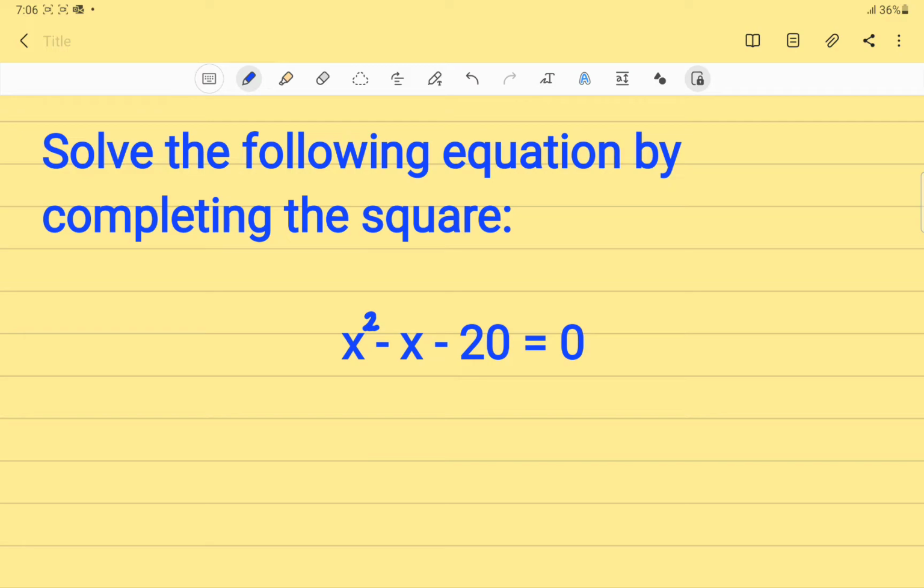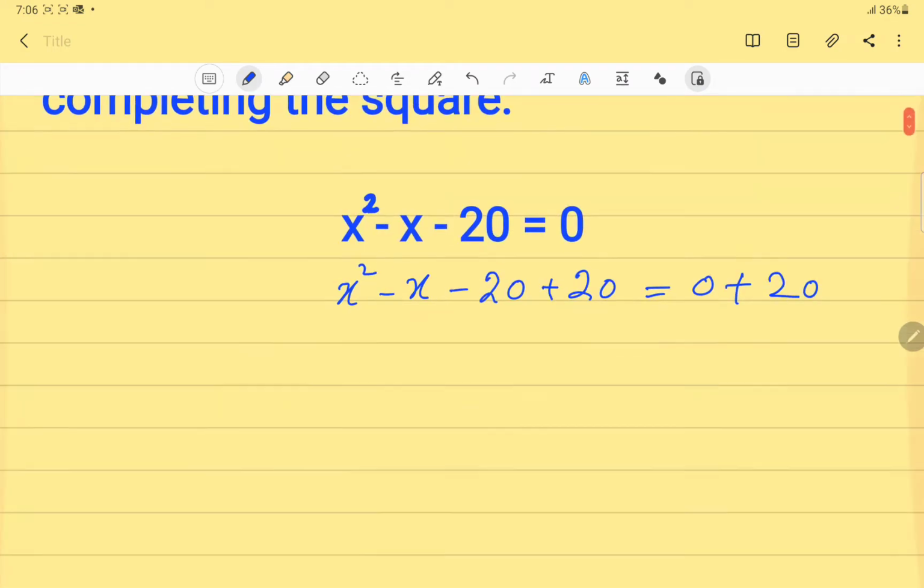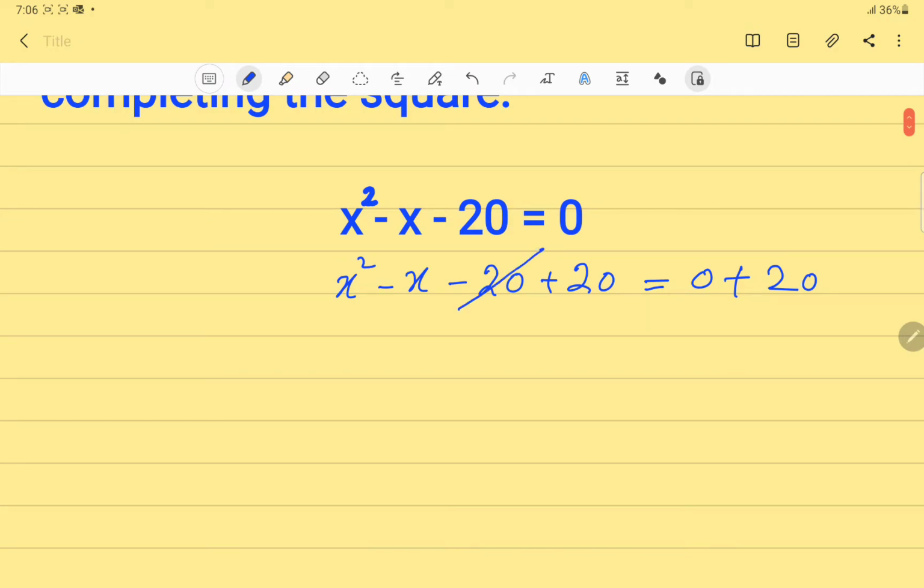When we do so, the equation will become x squared minus x minus 20 plus 20 is equal to 0 plus 20. Minus 20 cancels with plus 20, so we are left with x squared minus x is equal to 0 plus 20, which is 20.